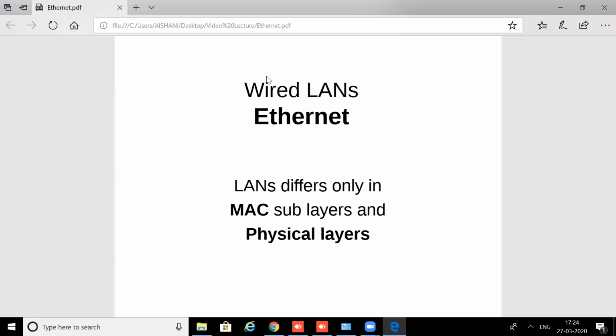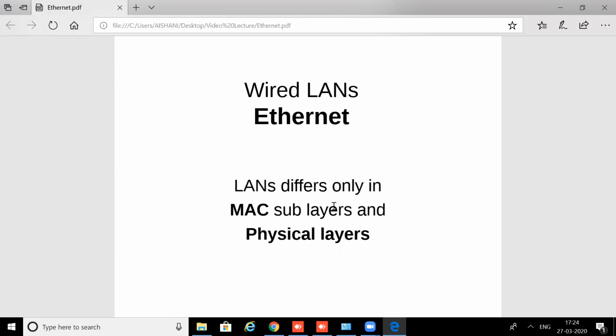Today we'll discuss Ethernet. Ethernet is basically a LAN standard, and the IEEE 802.3 Ethernet standard is used for LAN or MAN. There are different standards of Ethernets.